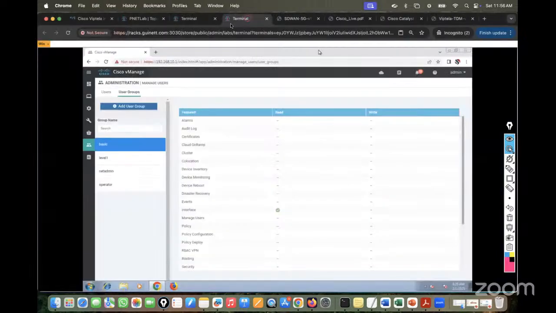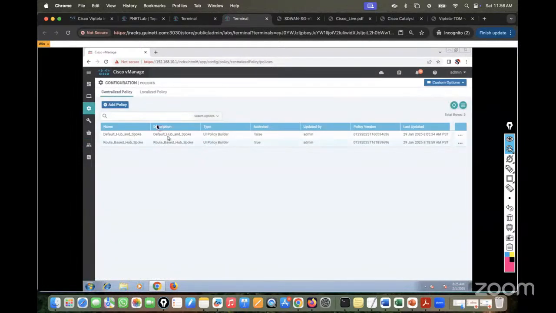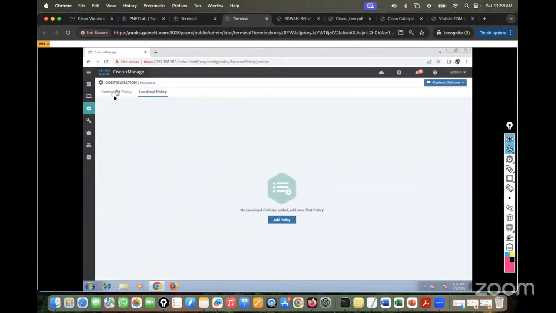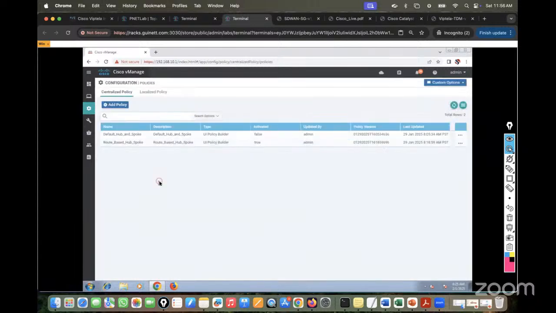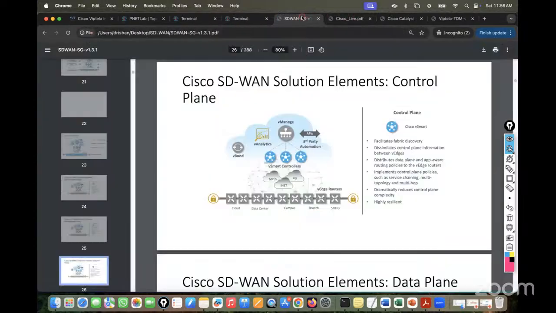So you see, we have the policy, that's the brain we have to configure. So we have the control policy, data policy. Similar to the previous batch, we have tested two policies till now, and there is no localized policy. So we have to create n number of policies. This policy information is going to be managed by the vSmart router.